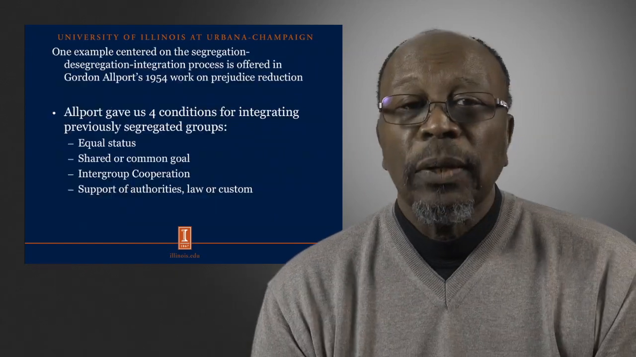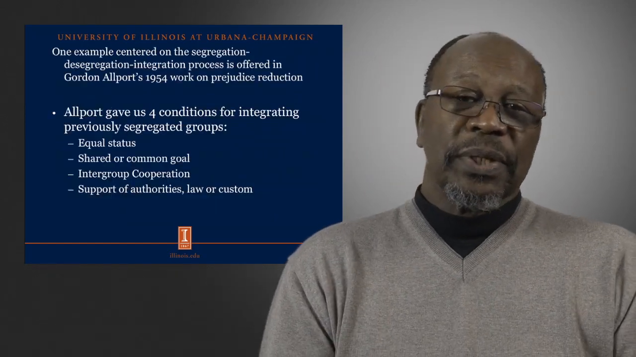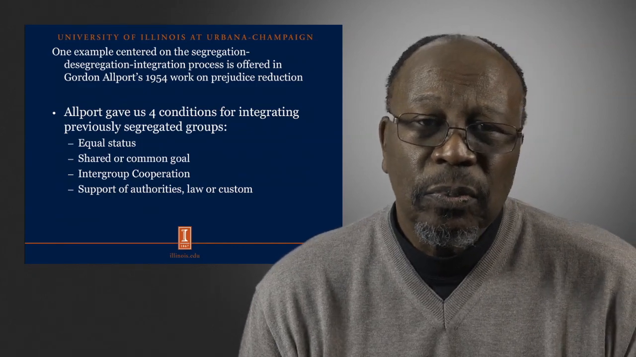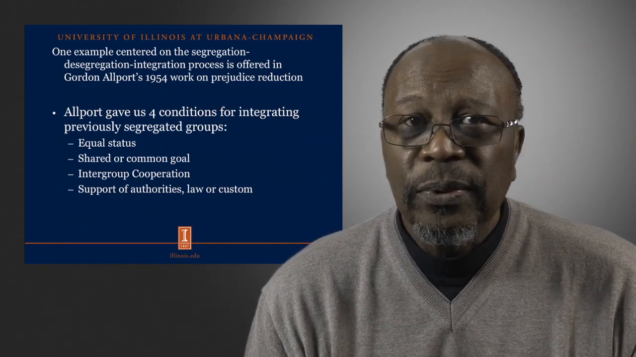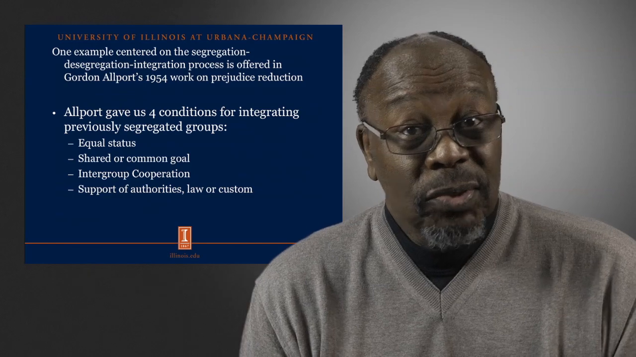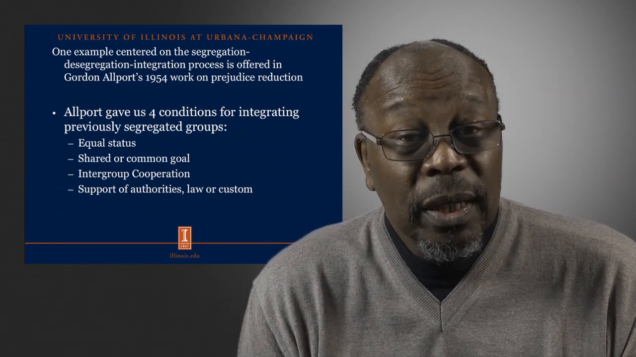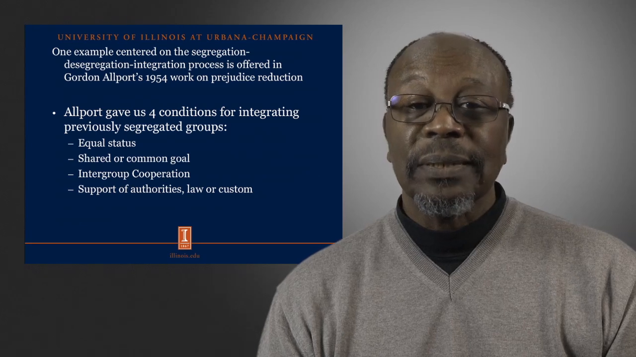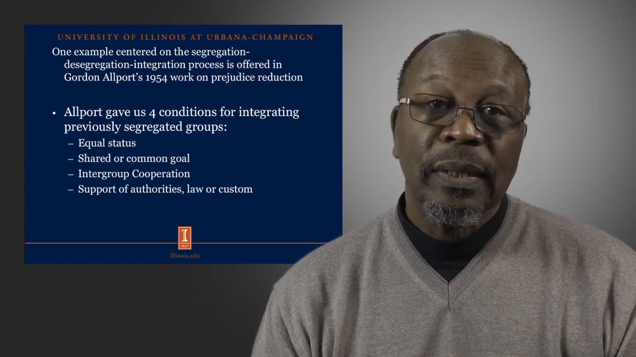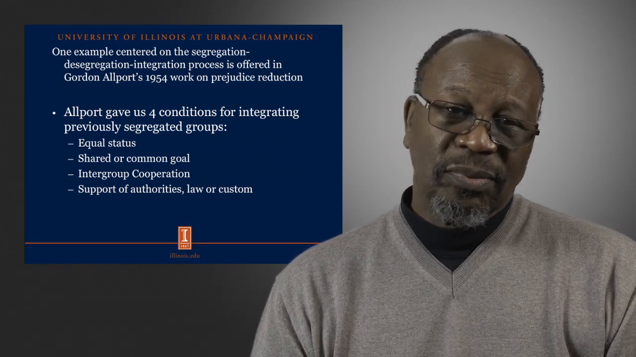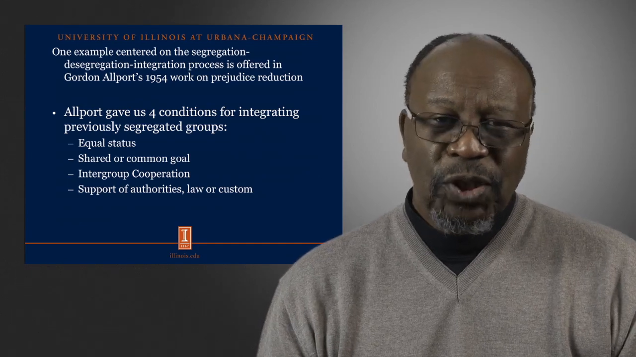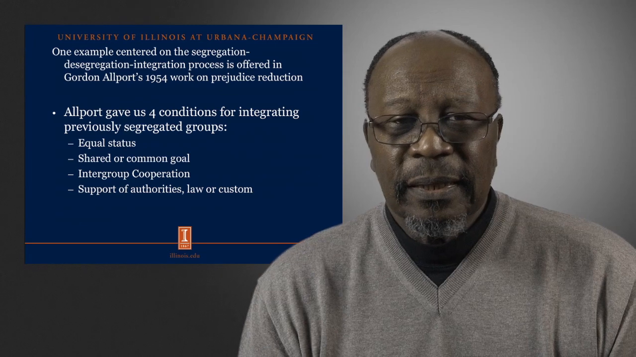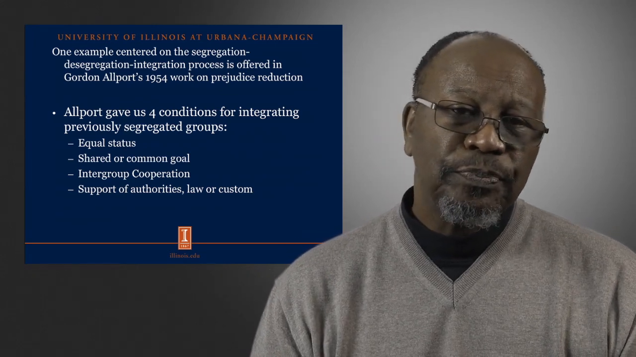One example centered on the segregation, desegregation, integration process is offered in Gordon Allport's 1954 work on prejudice reduction. Allport gave us 4 conditions for integrating previously segregated groups. The first was equal status. That when children come together in school, they ought to be brought together understanding that they have equal status.